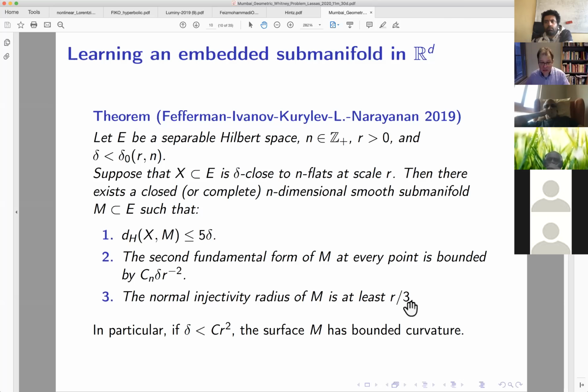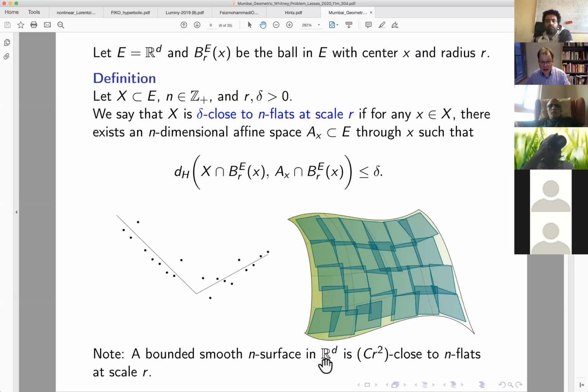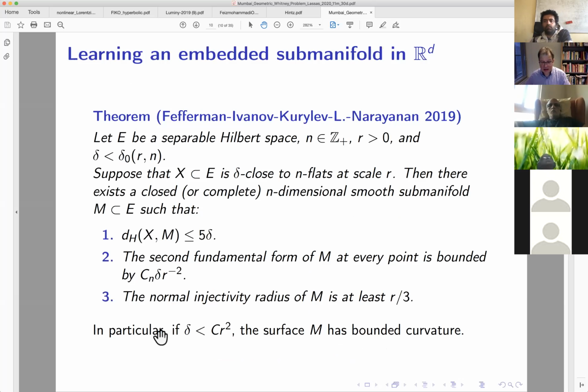So let's first look at when this result is useful. This result is useful when this curvature bound, the second fundamental form, is bounded by some finite number. So this requires that delta is smaller than a constant times r squared. Then the surface has bounded curvature. And I recall from here that any surface is C^2 close to n flats at scale r. So this actually says that this result, up to the value of constants, is optimal. So let me explain also how this is done constructively, and later we will apply this.